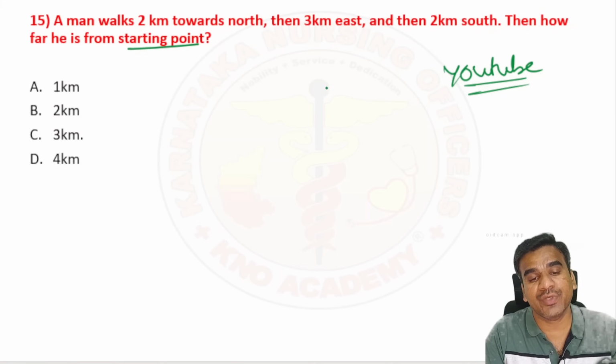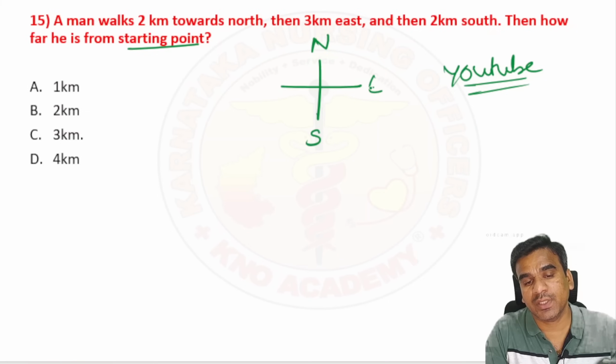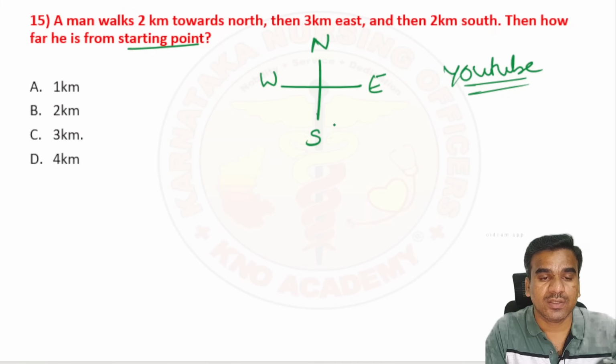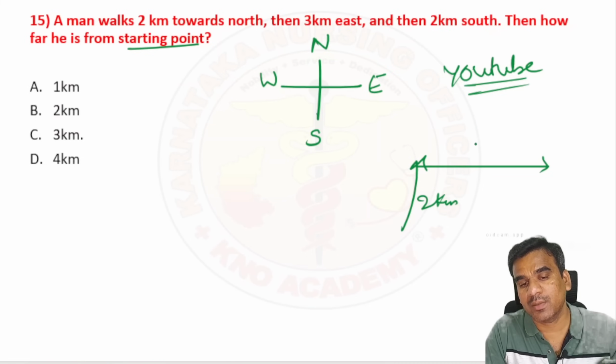So before this, what we should learn is, see, like this we have to mark the directions. It should always be north, south, east, and west. Okay, so now the person walks towards the north. So this is the north. So he started north, that is 2 kilometers. Then 3 kilometers to east. Then again he turned here. Okay, 3 kilometers is there. Then again 2 kilometers to south. So south will be down. So south 2 kilometers he has done.